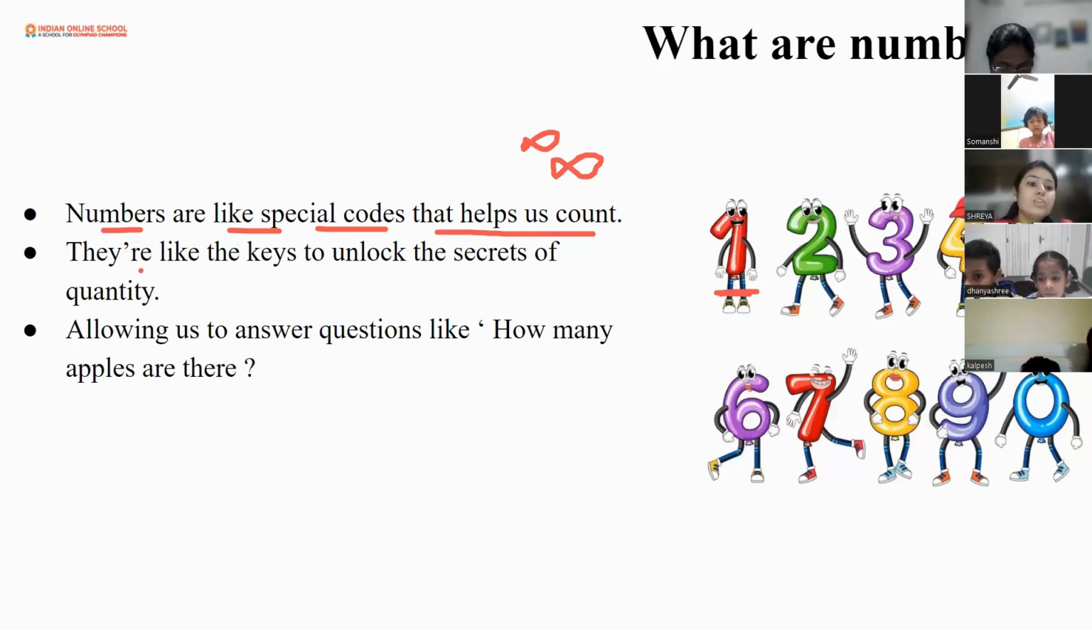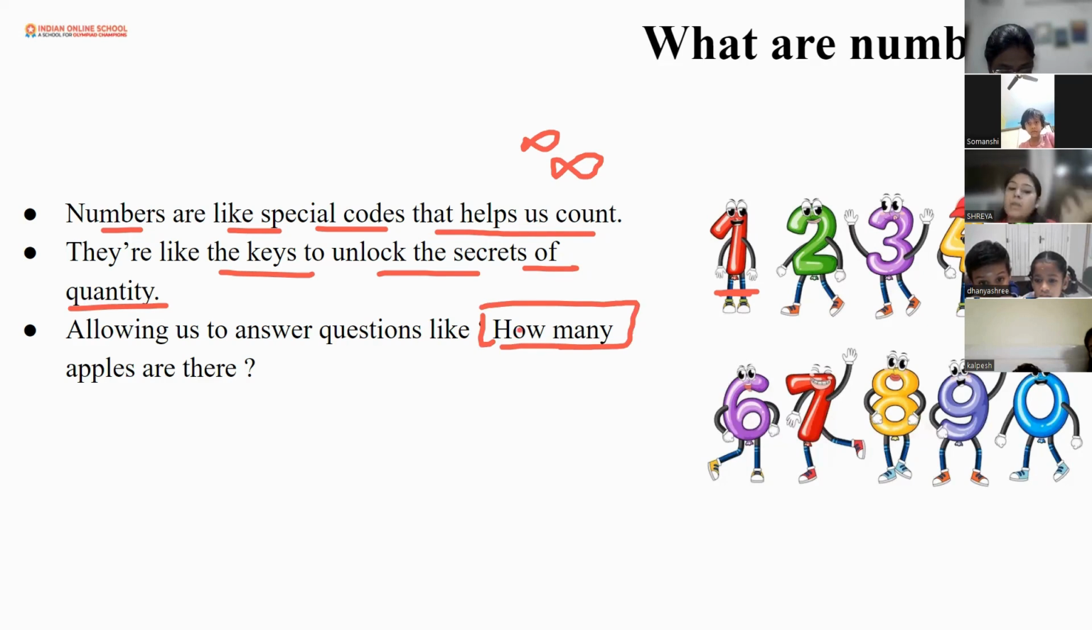Yeah, ma'am. So they are like keys to unlock the secrets of quantity. Without these keys, you cannot unlock the quantity of things that you have. So basically, numbers answer one very simple question: how many? Whenever you have to ask how many fingers in my hand, how many oranges in your plate, or how many chocolates did you have, this how many means quantity. This quantity is answered, obviously, with the help of numbers.